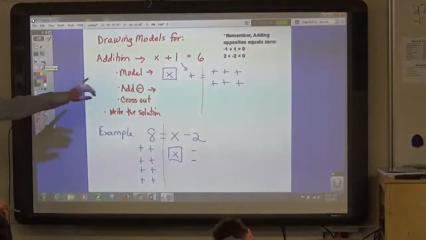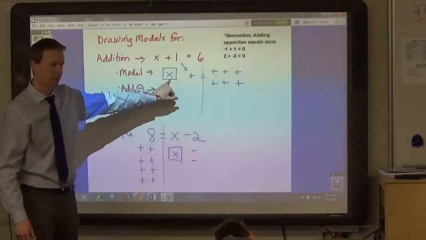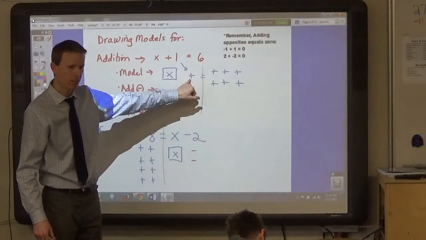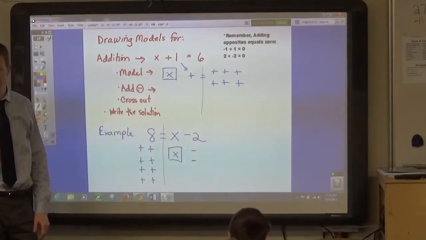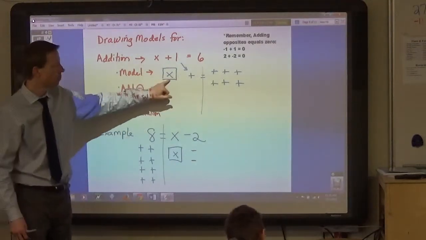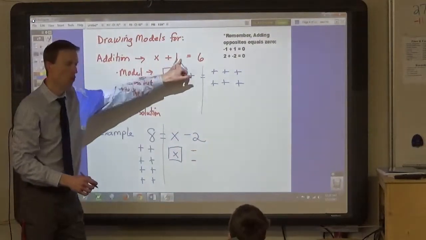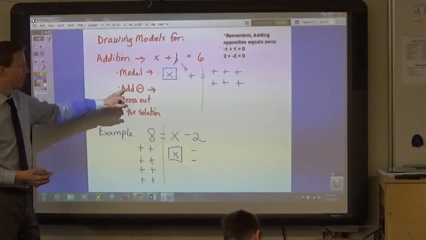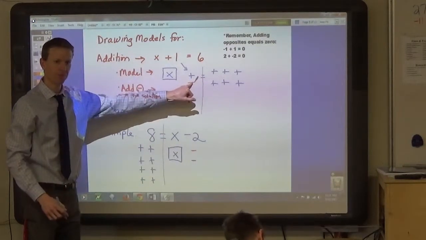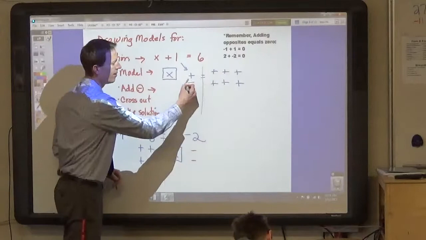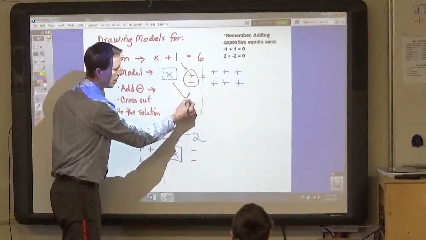Here's another model for this equation. X plus 1 equals 6. Here's one x and one positive. And then on the right side we have 6 positives. Now we have to get the x by itself. So we have to get rid of this +1. Add a -1 to get rid of this +1. Right? So that gets rid of those. And then x is left on this side.